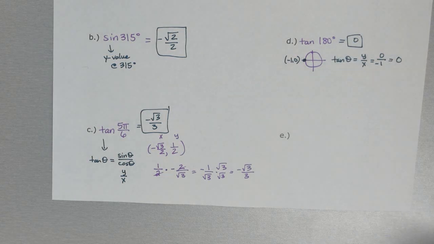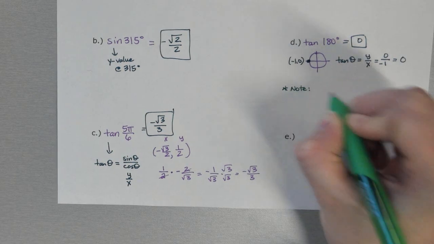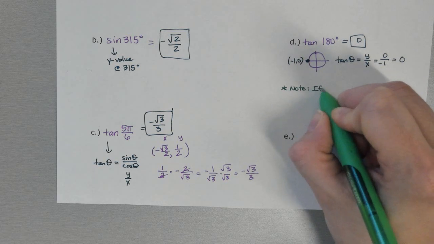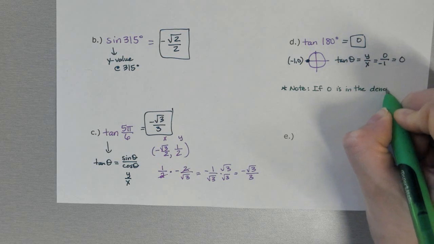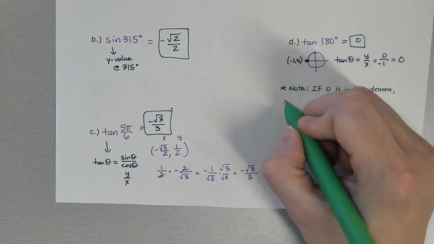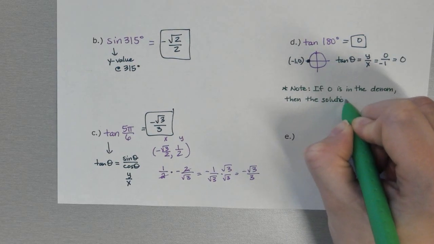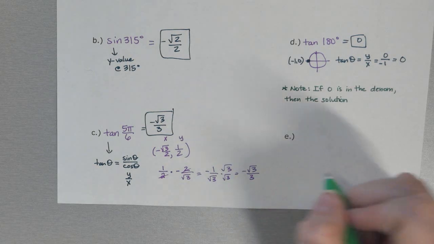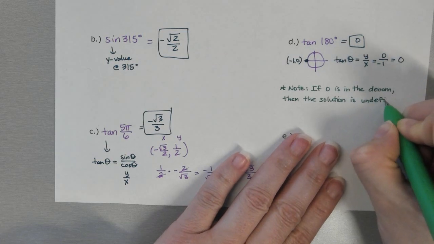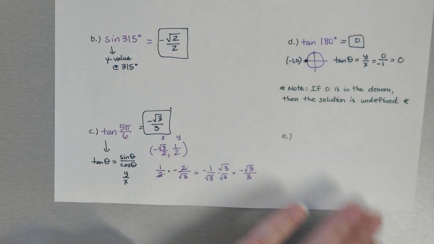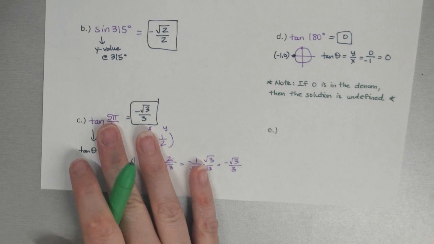Okay, now we are going to just put a little note. Remember, if 0 is in the denominator, then the solution is what? If you had 0 in the denominator, what would your solution be? Undefined. Yes. The reason why we're writing down this note is that's usually something people forget when they go to do the homework. So remember, if 0 is in the denominator, that's fine, it's just undefined. Okay?